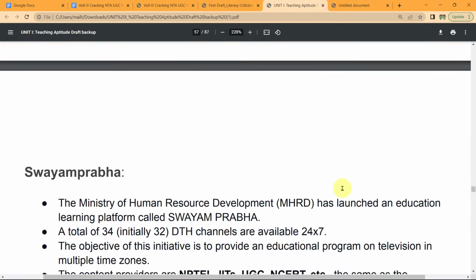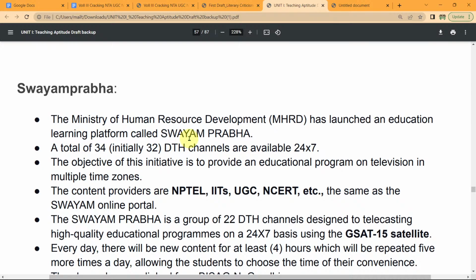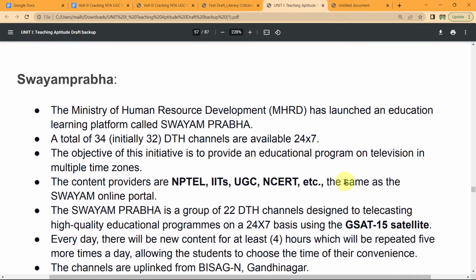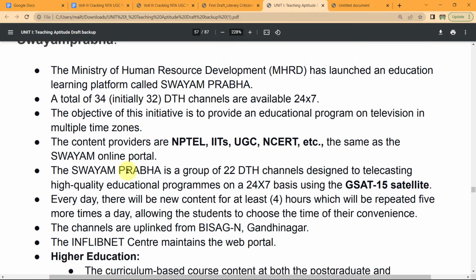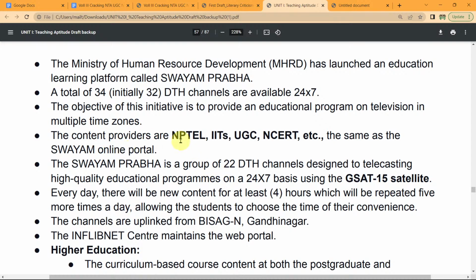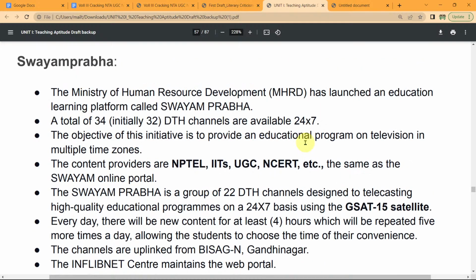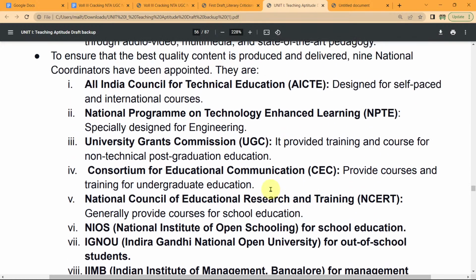Swayam Prabha is simple. It is again launched by Ministry of Education or Ministry of Human Resource Development. And remember the number, total 34, or initially it was 32, 2 have been added. So 34 channels are available 24/7, with educational programs on television in multiple time zones. Content is provided by NPTEL, IIT, UGC, NCERT, and all these whatever we have discussed here.